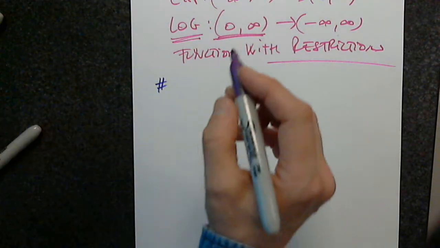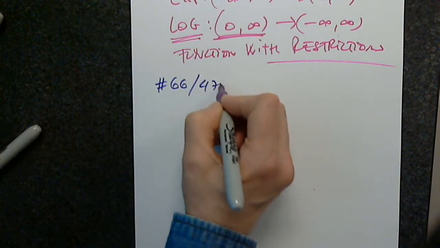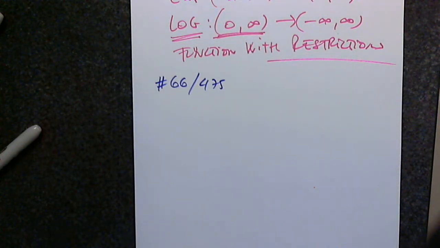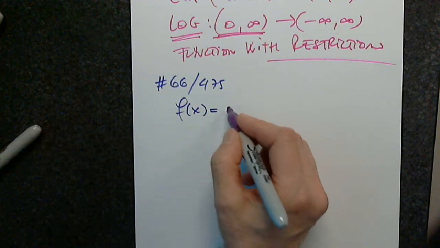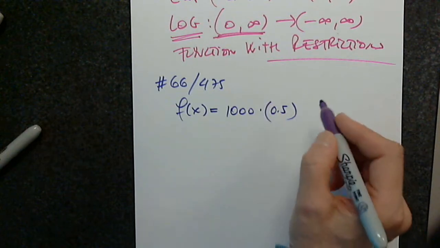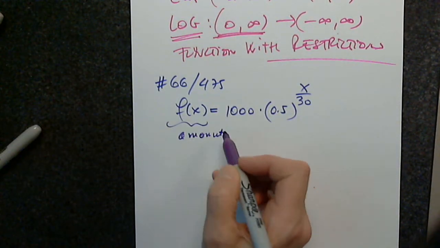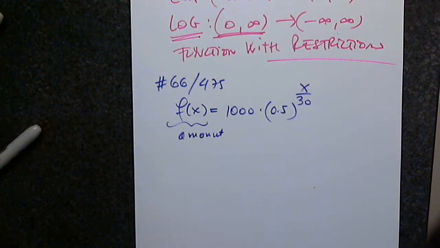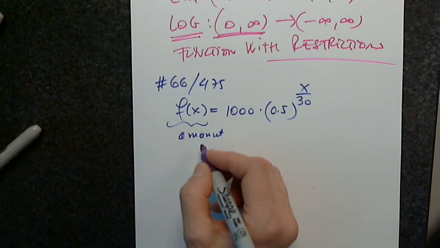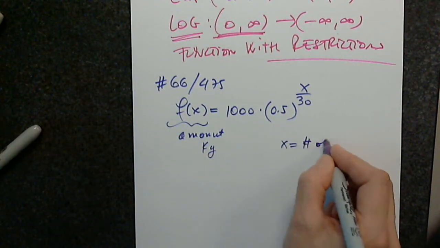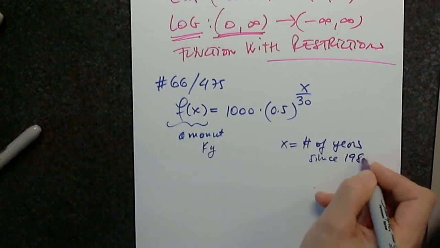Here's one on page 475. Let's look at number 66. A big tragedy happened in 1986: an explosion of the nuclear power plant in Chernobyl in Russia. It says it sent about 1,000 kilograms of radioactive cesium-137 into the atmosphere. The function f of x equals 1,000 times 0.5 raised to x divided by 30 describes the amount f of x of this radioactive substance, cesium-137, remaining in Chernobyl x years, so this amount in kilograms, and x is the number of years since 1986.